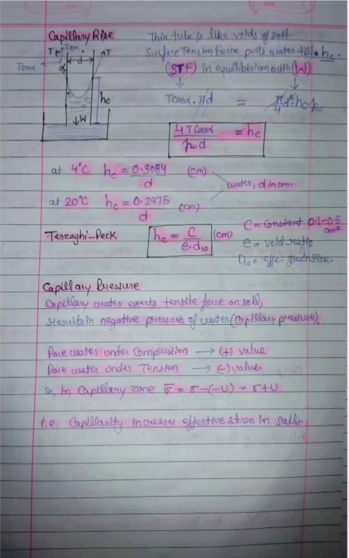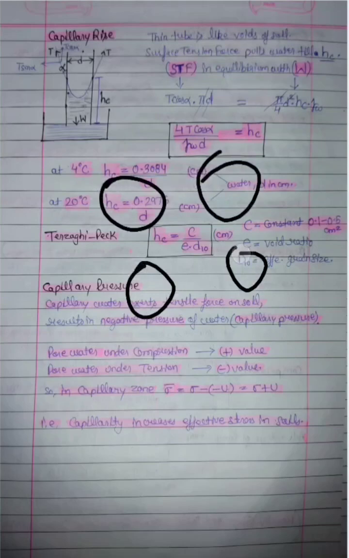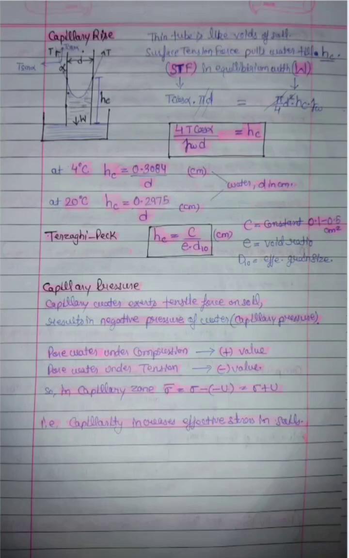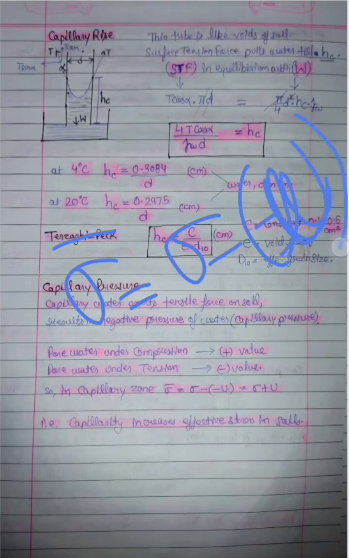Pore water under compression: now if there are pores, in these pores there is water, so if we apply stress, this stress will be first taken by this pore water. So when you compress the soil mass, the pore water pressure value will be positive, and if the soil mass is under tension, then the pore pressure value will be negative. So in the capillary zone, the effective stress is total stress minus the negative pore pressure, so the effective stress will increase.